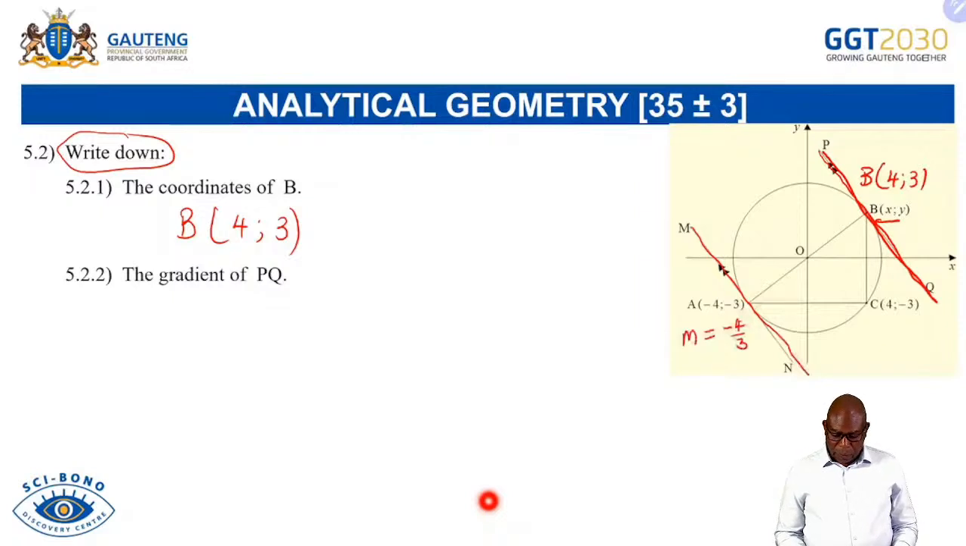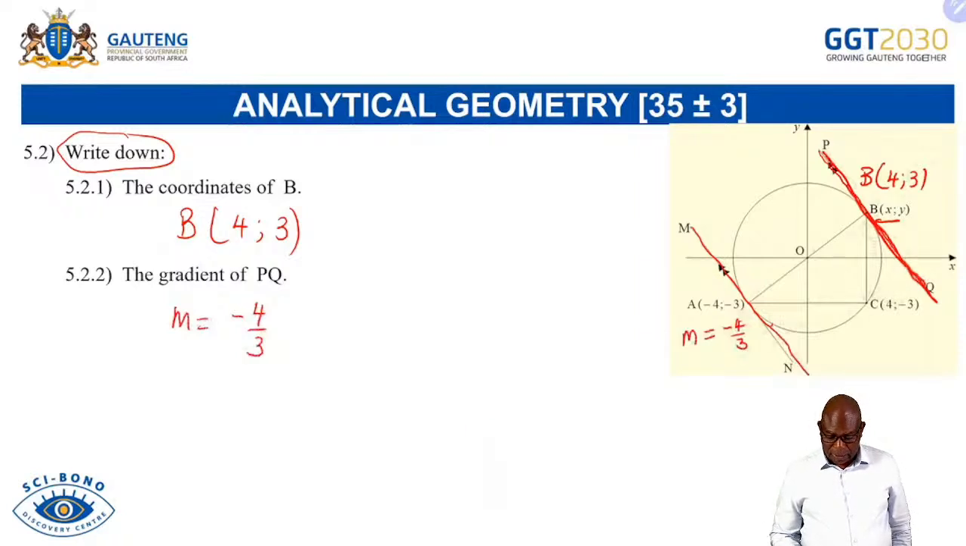Okay, so the gradient of that line here was minus 4 over 3. And so the gradient of that line will also be minus 4 over 3. So the gradient of that line will always be... they say write it down. Don't work it out. Please write it down. So that's how we do that. So there's nothing to work out on these two questions because we already know.